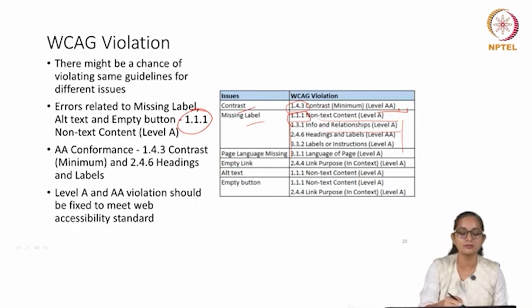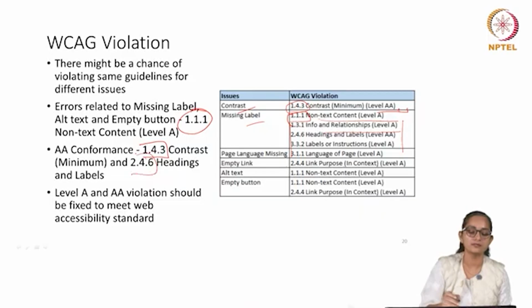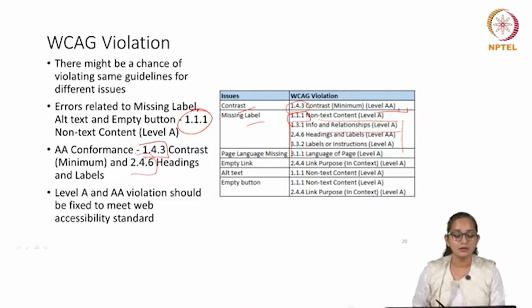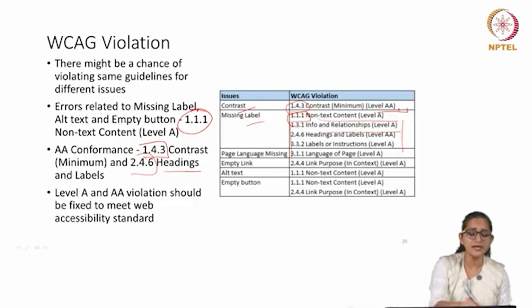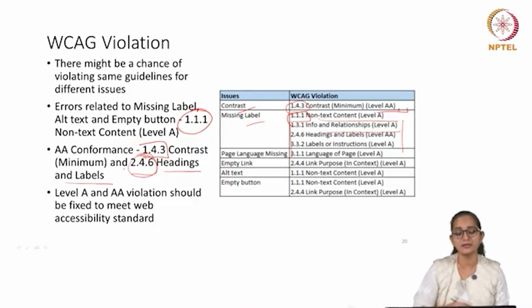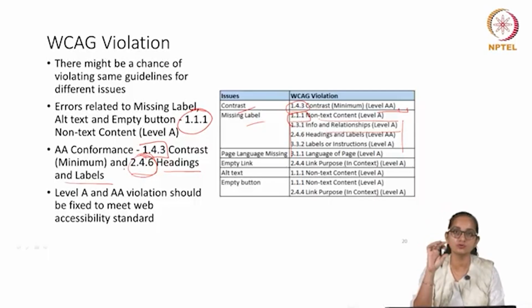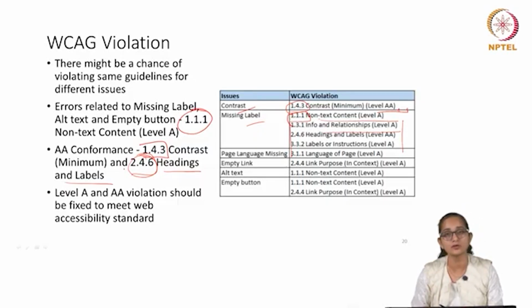Similarly, AA conformance: 1.4.3 contrast, 2.4.6 headings and labels, level A. So, headings and labels, when you see this criterion, it is not just about visuals, like bigger or thicker font or color differences. In the architecture, in the code, they should be labeled as heading 1 followed by subheading 1, subheading 2, because then the screen reader reads it accordingly like a heading, and heading labeling has to be there.